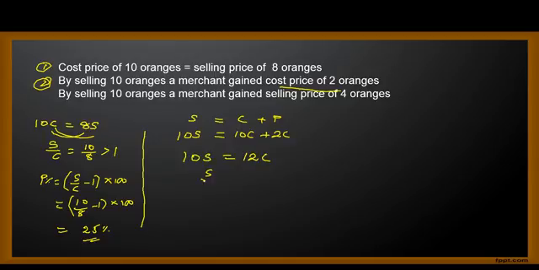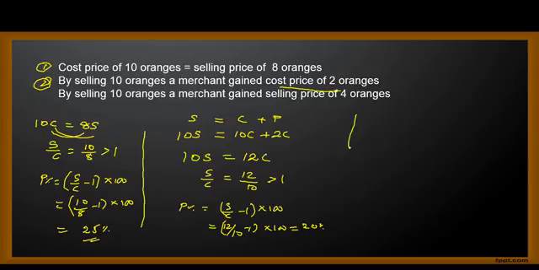S by C is equivalent to 12 by 10, which is again greater than 1. We'll get a profit. So profit percentage is equivalent to S by C minus 1 into 100, that is 12 by 10 minus 1 into 100, which equals 20%. Let us go for the third case.